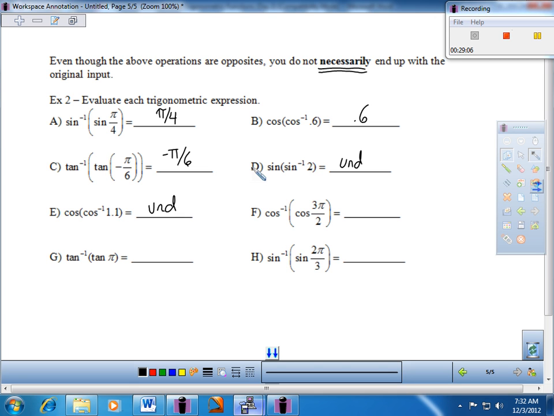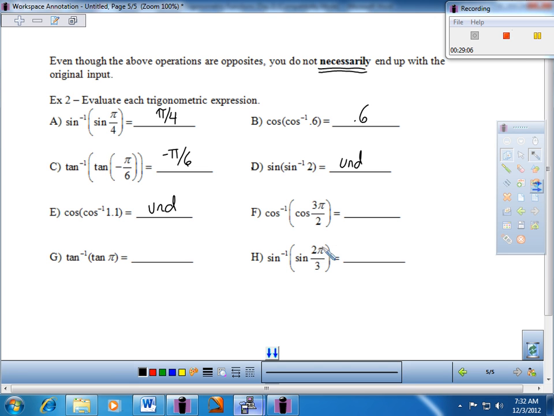They're undefined. Now, here come the 3 hard ones, F, G, and H. So here's the idea, everybody. We can do these. We're going to get answers for all 3 of these. But you will notice that each of these 3 numbers, this one, and this one, they're outside the interval as defined at the top of your page. So how are we going to deal with that?